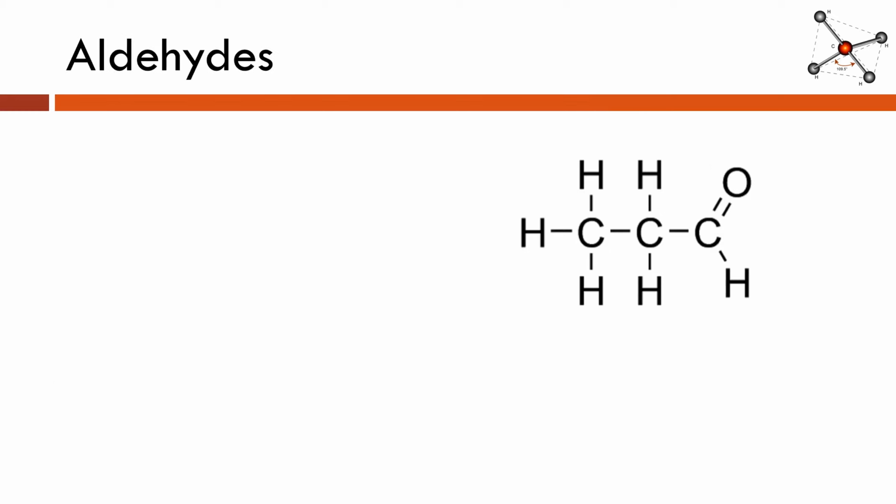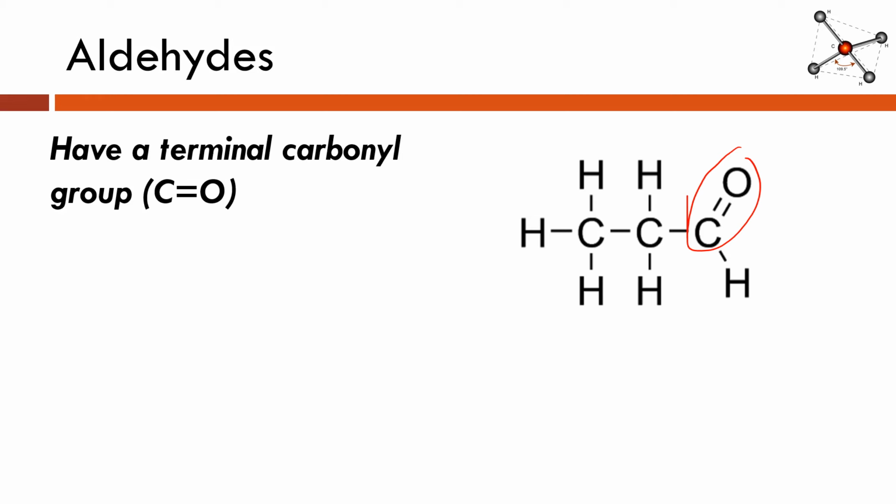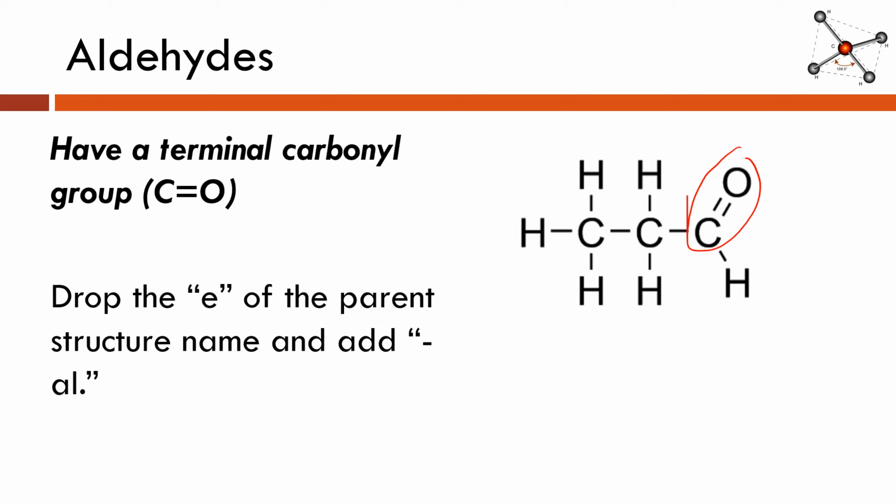All right, we have aldehydes next. Aldehydes introduce this carbon double bond oxygen group, which is called a carbonyl group. And an aldehyde, the carbonyl group, and don't stress too much about the name, has to be terminal, meaning it must be at one of the ends of the molecule. When you go to name an aldehyde, name the parent structure, we're going to drop the E and add the suffix AL. So I've got propane in this case.